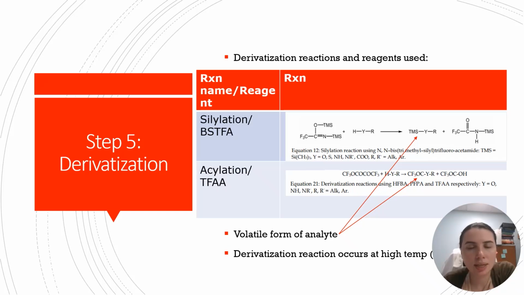Derivatization has specific reagents. You can silylate your compound with BSTFA or acylate your compound with trifluoroacetic acid. And so any compounds that have these YH groups, and for each derivatization agent you have slightly different YH groups, can be turned into a volatile derivatized compound by the addition of TMS or TFA.